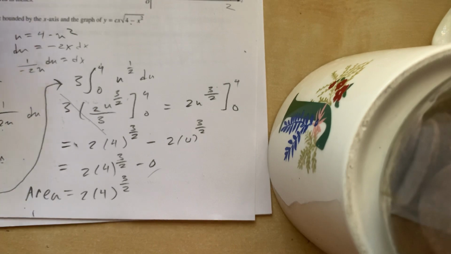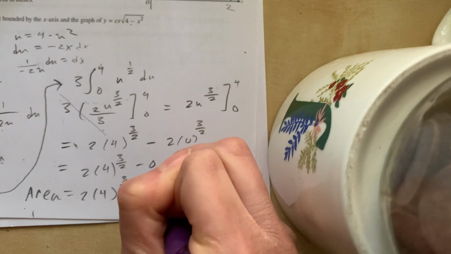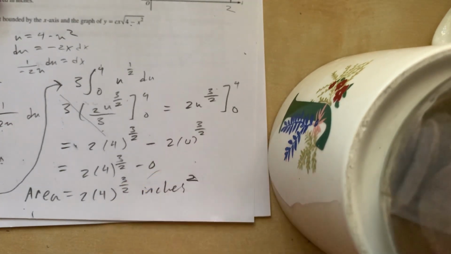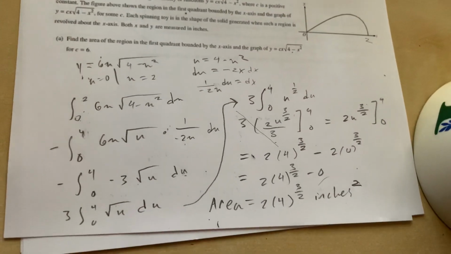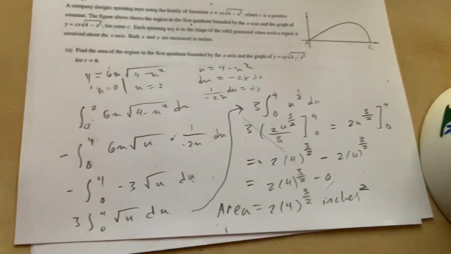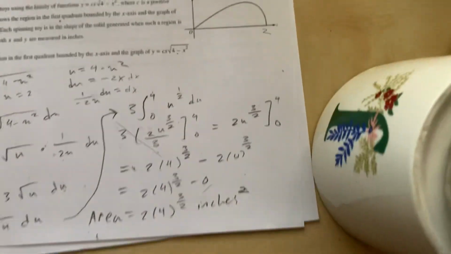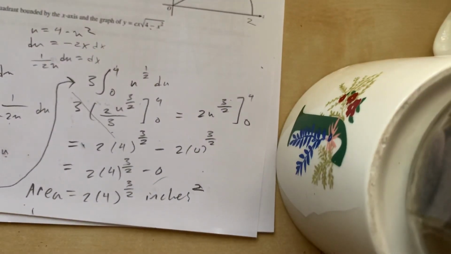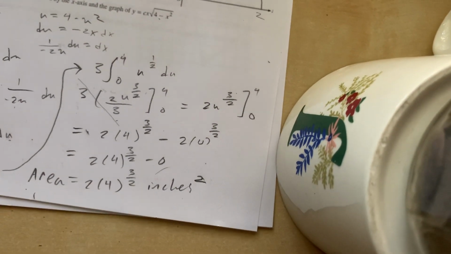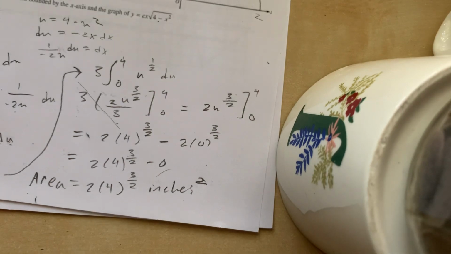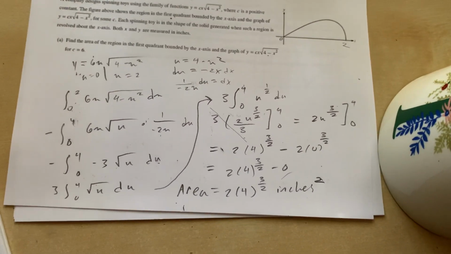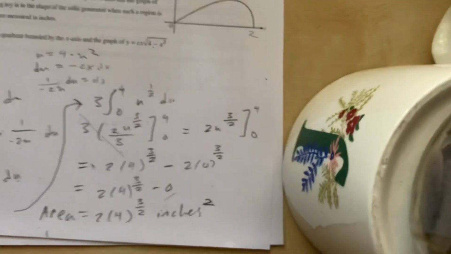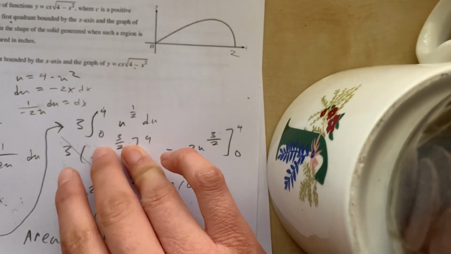and since the unit was inches and we found the area, it's going to be inches squared. All right, so I'm going to try to show the full picture of this. That is how I solved it. Sorry that I can't show the full thing at once. I'm balancing the phone on a mug and it's not showing the whole picture, but this is how it is. All right, so that is part A.